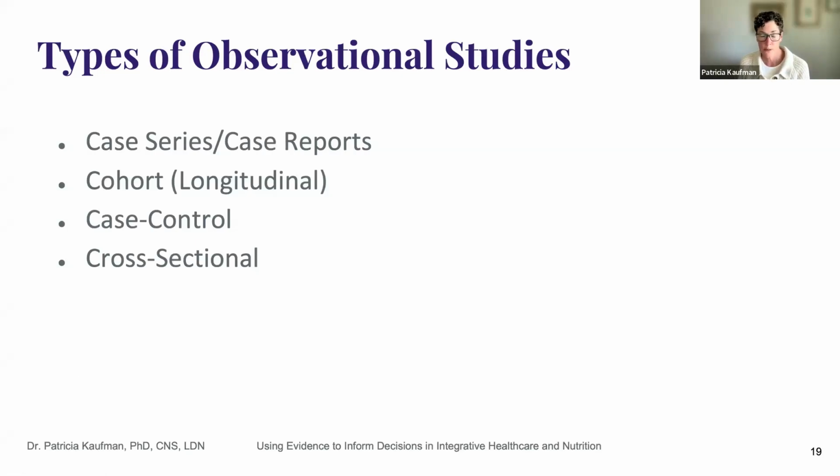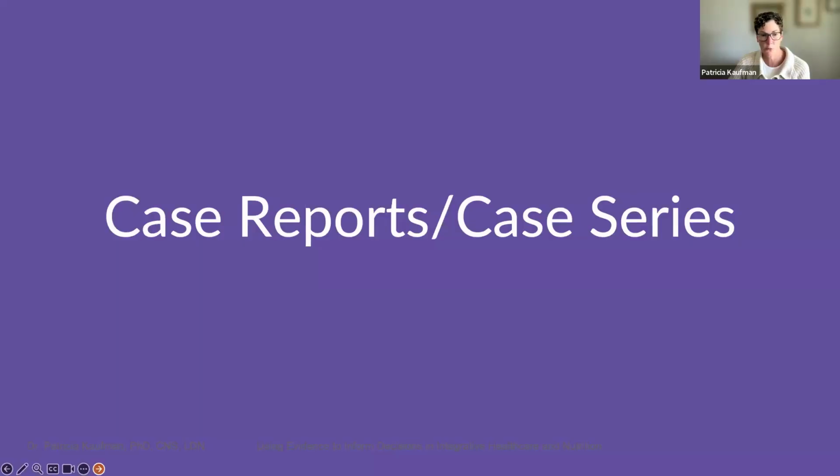So if we look at observational studies, there are case series and case reports. So case series is usually 3 case reports on the same topic. Case series and case reports are not always put under observational studies, but sometimes you will see it. So in this case, I did put it under observational studies. The other observational studies are cohort, also called longitudinal studies, case controls reports, and then cross-sectionals. So we'll look at each one of these.